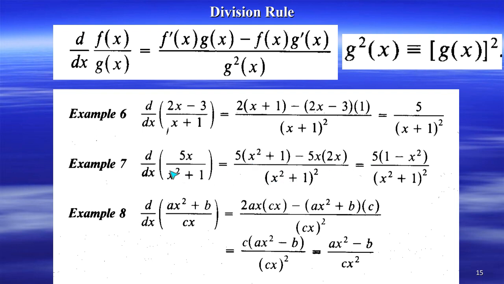And the whole divided by the square of the denominator, (x² + 1)², which is 5x² + 5 − 10x². 5x² minus 10x² is −5x² + 5. Or we can express it as 5 times (1 − x²), 5 − 5x², or −5x² + 5. Same thing. The whole thing divided by (x² + 1)². You don't have to develop this one either. You can just leave it like this.